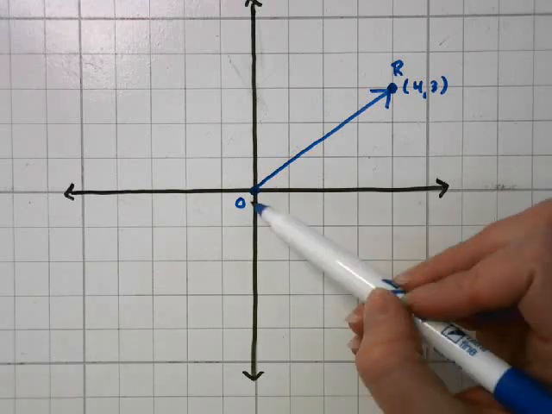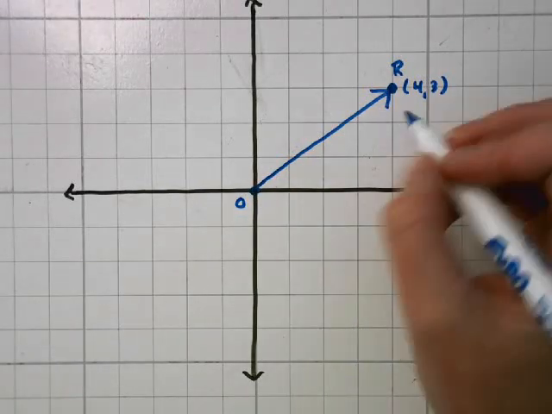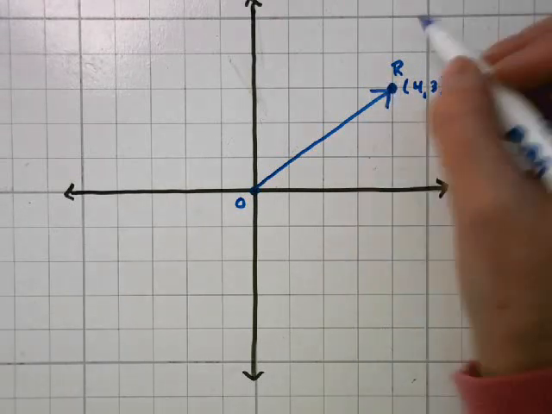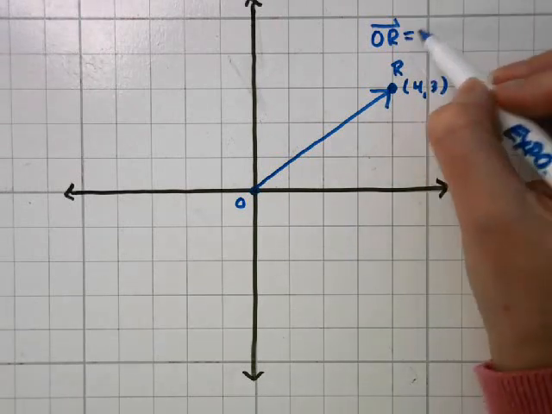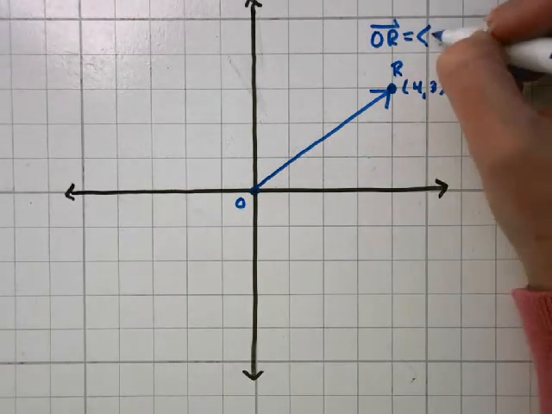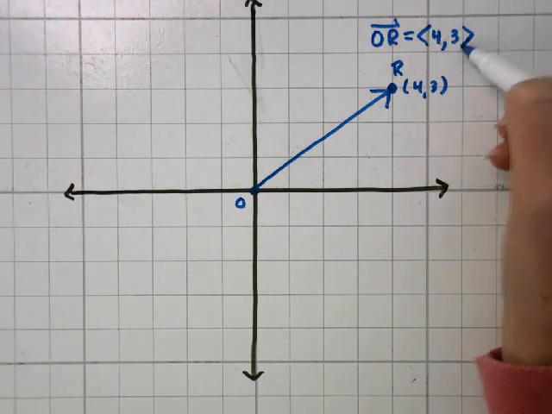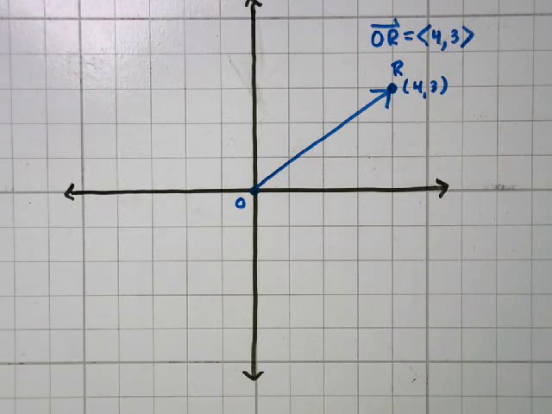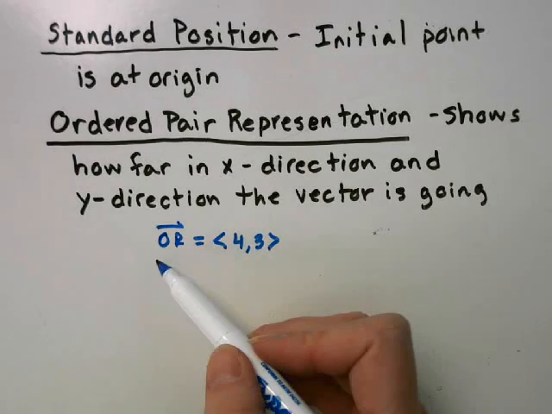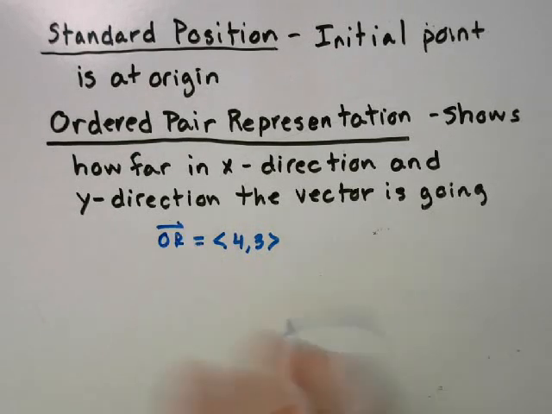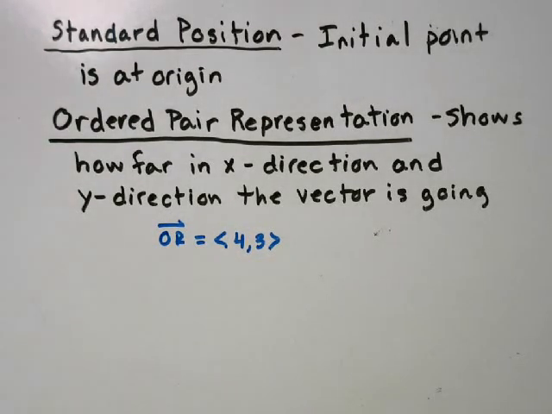So vector OR is going 4 in the x direction, 3 in the y direction. So we can label this OR is the vector, and we use brackets to denote this, 4, 3. This is the ordered pair representation of the vector OR. So vector OR, we have the vector symbol, we're starting at O, going to R, and then there's our ordered pair.